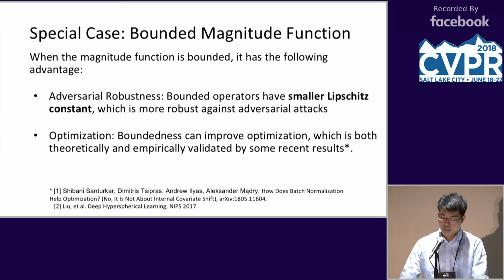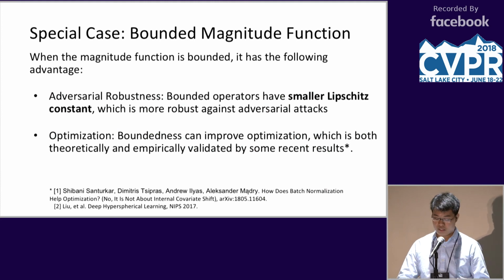In addition, we noted some advantages of bounded magnitude functions. First, it can improve adversarial robustness because it constrains the Lipschitz constant in each layer. And second, it can improve optimization, which is theoretically and empirically shown by some recent papers. As an example, we found that such properties can improve optimization in GANs.